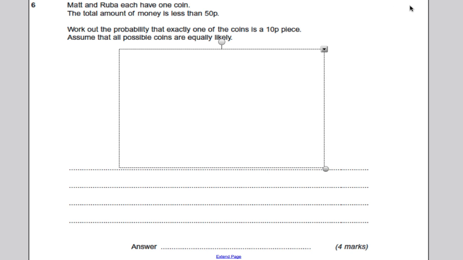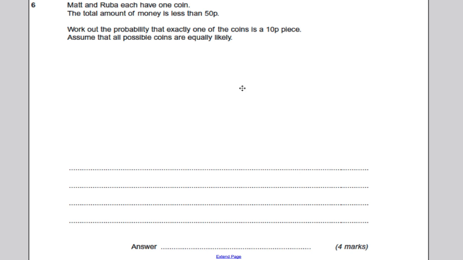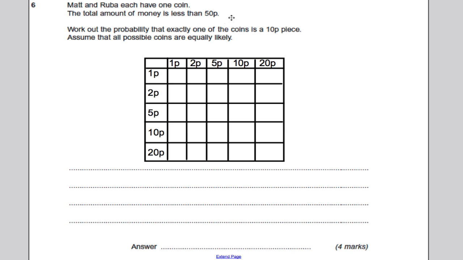Now what I've done here is I've actually just drawn a two-way table. If we think about it, if the total amount of money is less than 50p, then the only coins they could have are 1, 2, 5, 10 and 20p coins. So that's all the different combinations they could have. So we've got a two-way table drawn up like this.